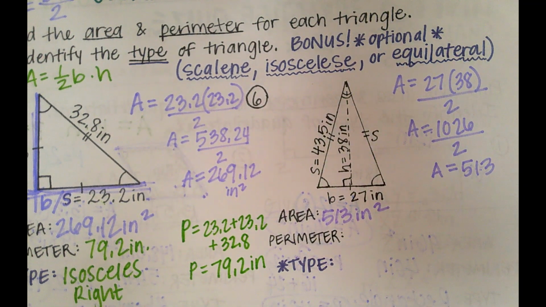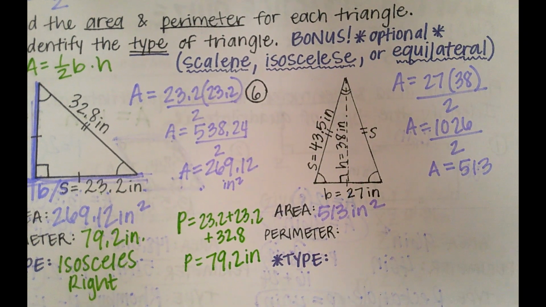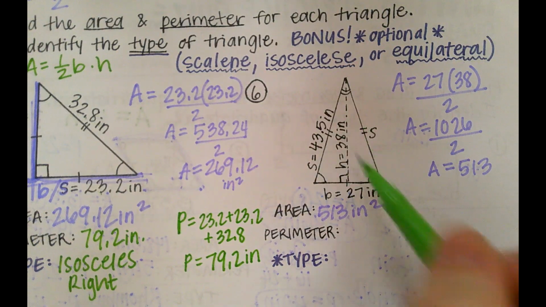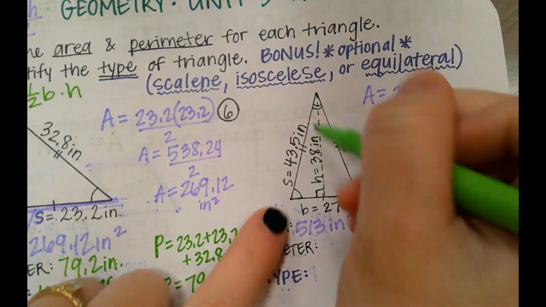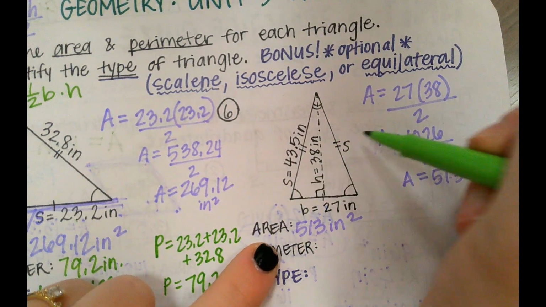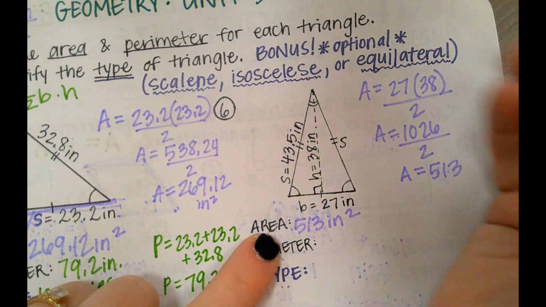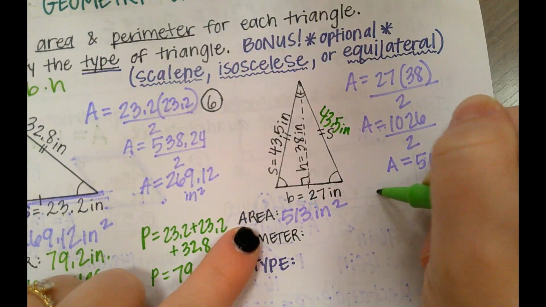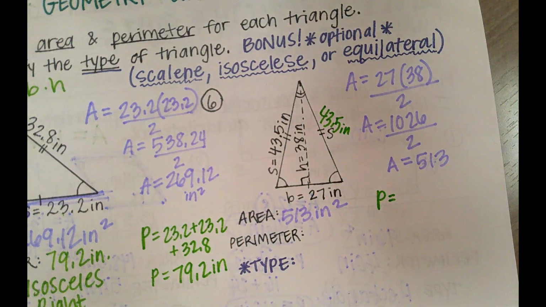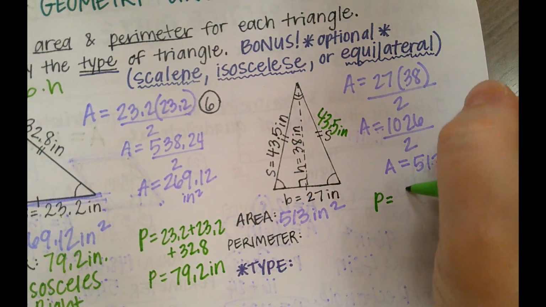Okay, so now for perimeter, we need to know all of our side lengths, but I'm missing a side length. It's going to be the same as that other side length because they have the same label. They both have 2 tick marks, so that's also 43.5 inches. So how do I find perimeter here? 43.5 plus 43.5 plus 27.